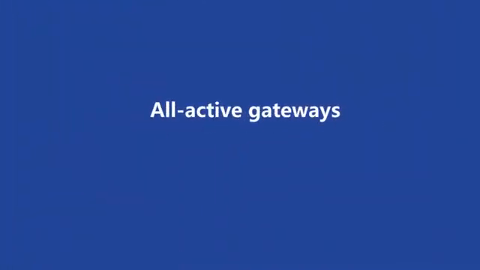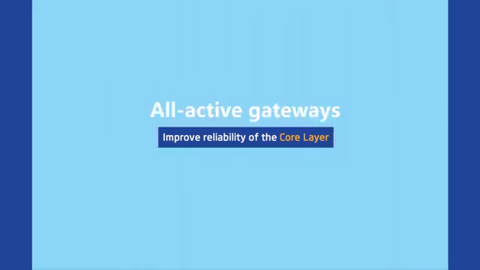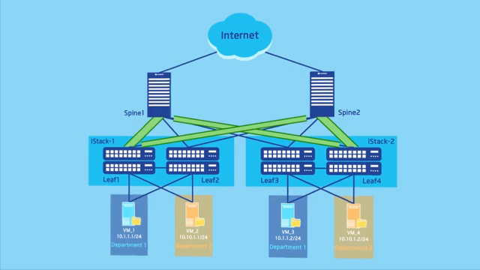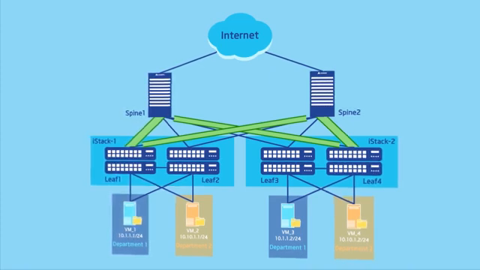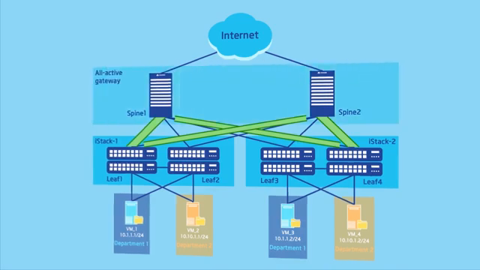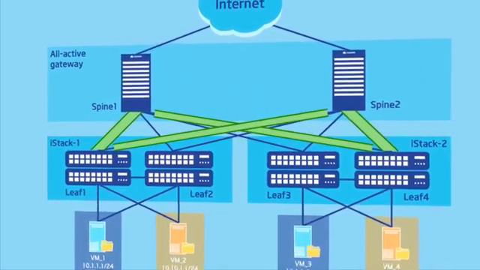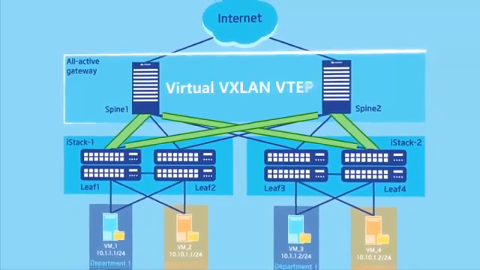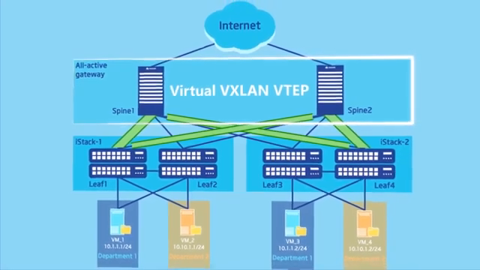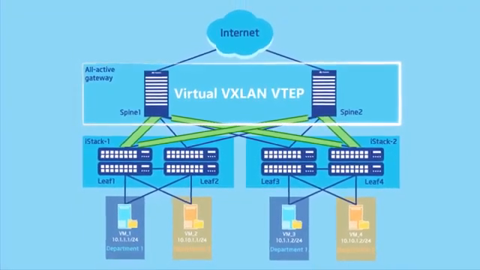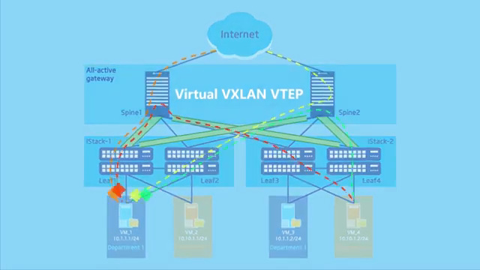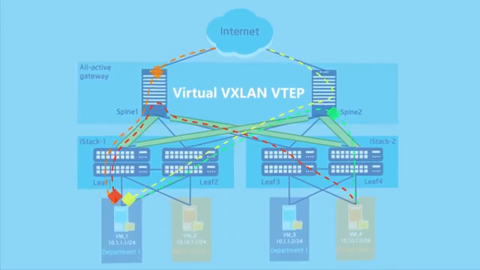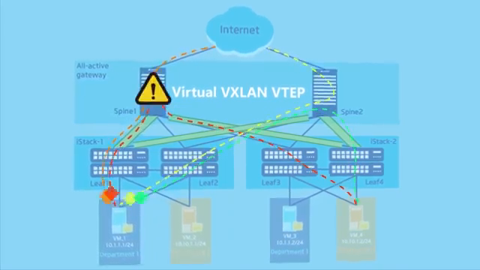Use all active gateways to improve reliability of the core layer. Core layer devices are geographically scattered, meaning traditional device level backup is not up to the challenge. Protocol level backup can address this issue. In all active gateway networking, multiple spines have the same IP address and MAC address configured in order to appear as one virtual VXLAN VTEP. A Layer 3 gateway is then configured on each spine, so that each one of them is able to provide gateway services by forwarding the received traffic to a next hop device. These spines can also achieve load balancing for traffic forwarding.